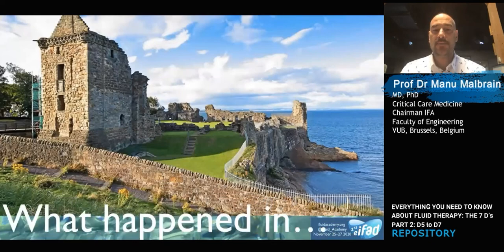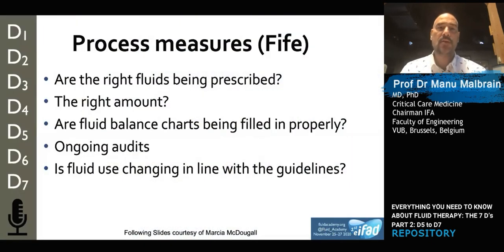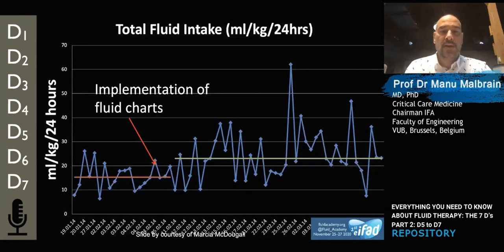Meanwhile, what happened in Fife in Scotland, Marshall McDougall's hospital. They checked some process measures: are the right fluids being prescribed in the right amount, is the fluid balance available in the chart, are the guidelines followed, and so forth. So when they implemented the fluid chart, they saw that the average amount of fluids given per kilo per 24 hours increased, and this is the maintenance rate at about 25 ml per kilo per day.